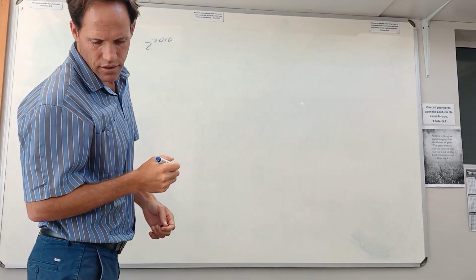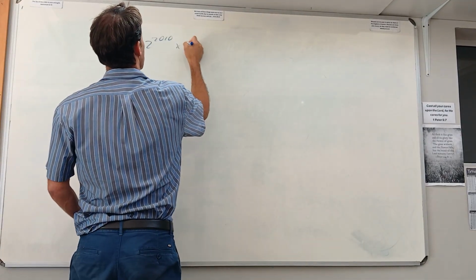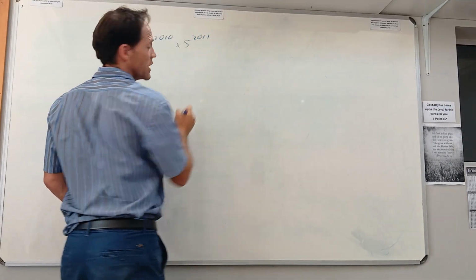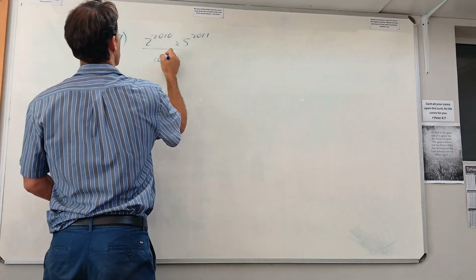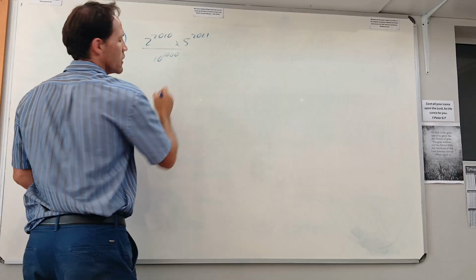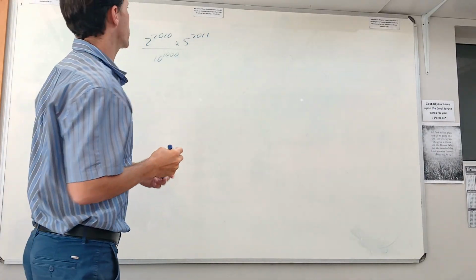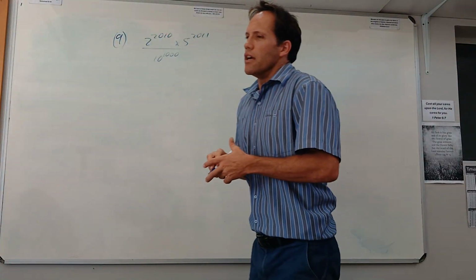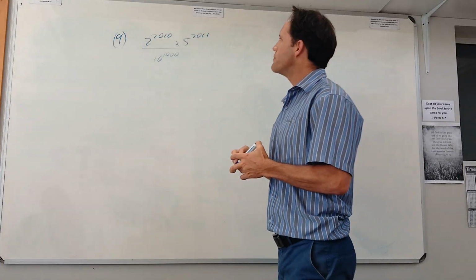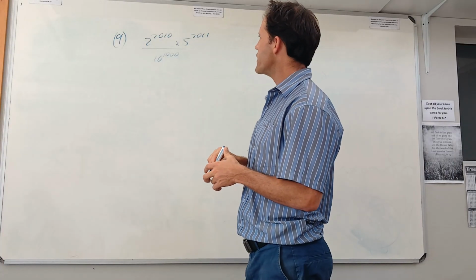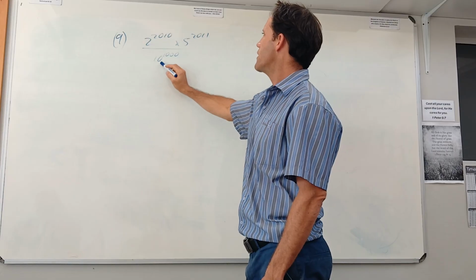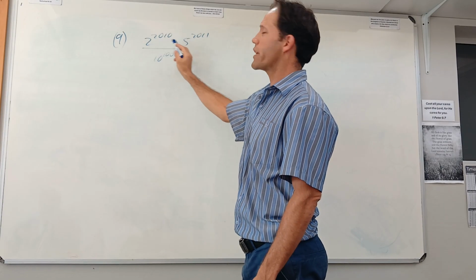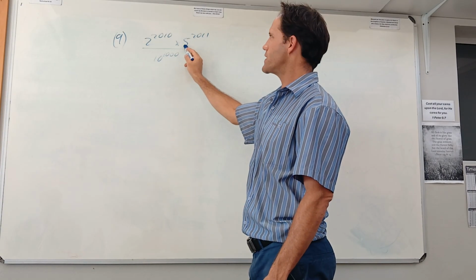10 times 5 to the power 2011 over 10 to the power, let's see, 1,000. Okay. So the thing with these ones is, this is now 10. This one is 10. This one can be 10. We can say 2 times 5. 2 times 5 is 10.